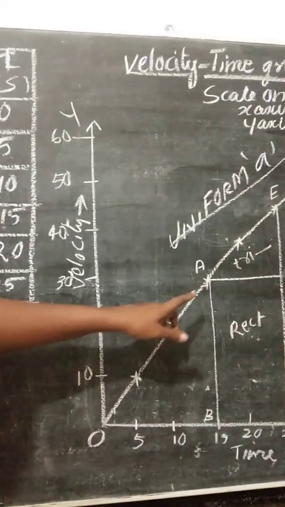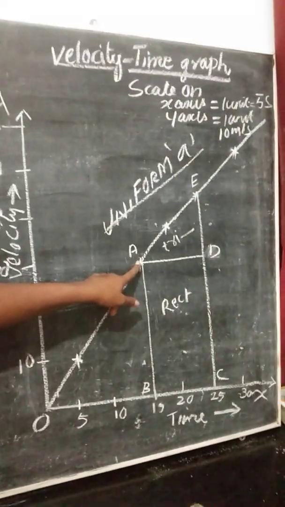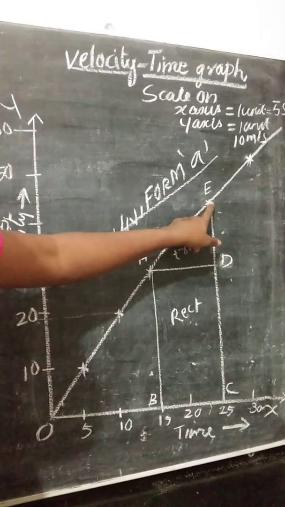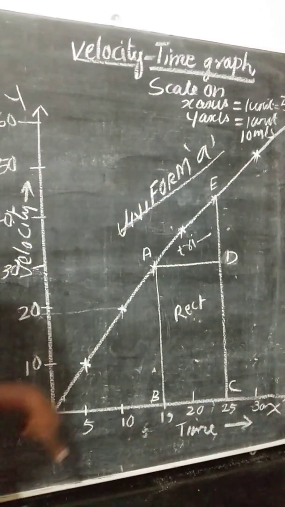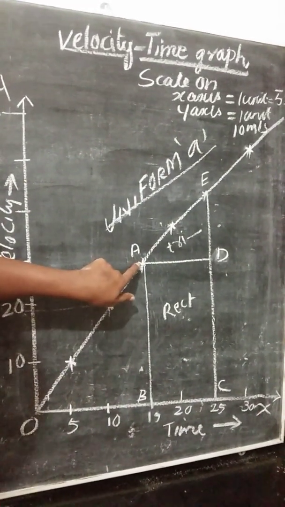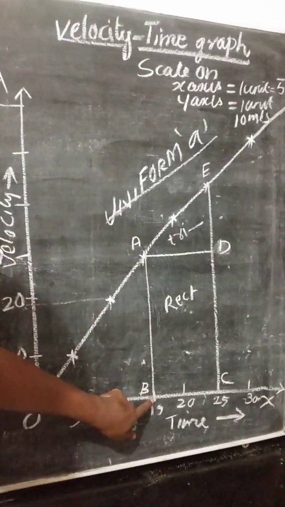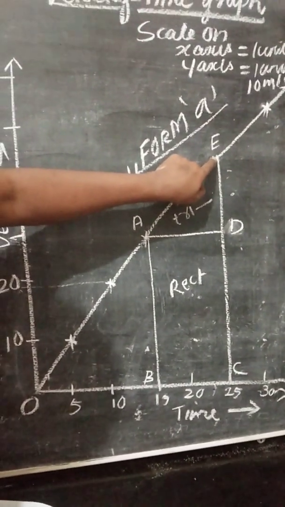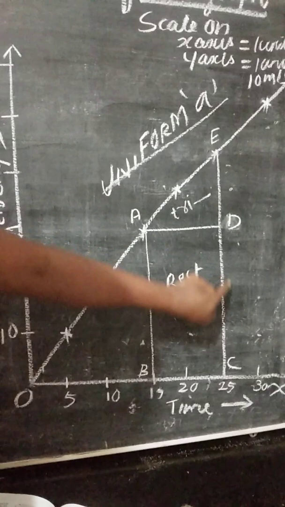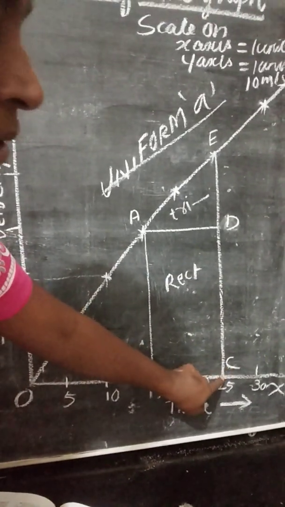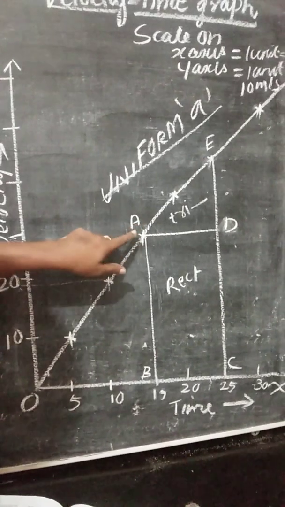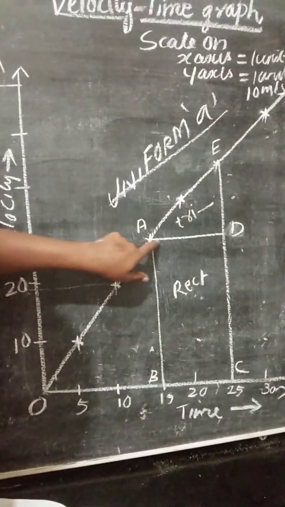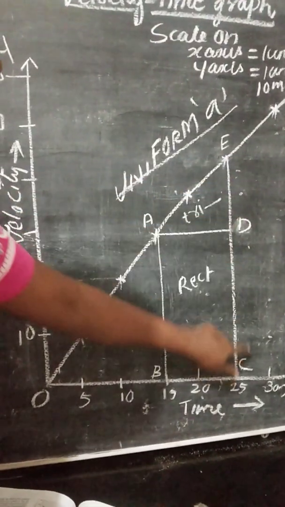For that I want to take 2 points on the straight line. My points are A and E. From A I draw a perpendicular to the x-axis and mark the foot as B. In the same way, from the next point E, I drop a perpendicular to the x-axis and mark that point as C. Again I draw a perpendicular from A to the perpendicular drawn from E.